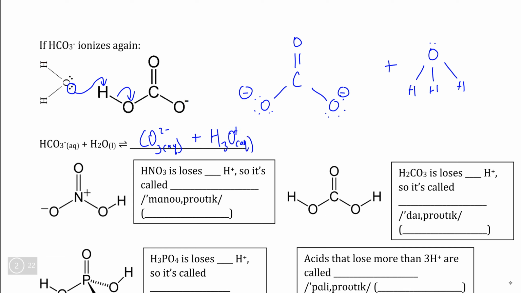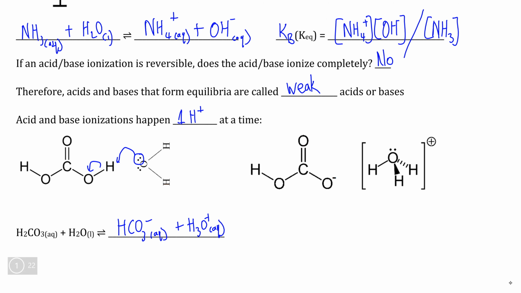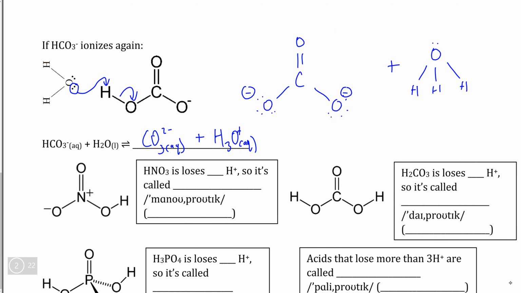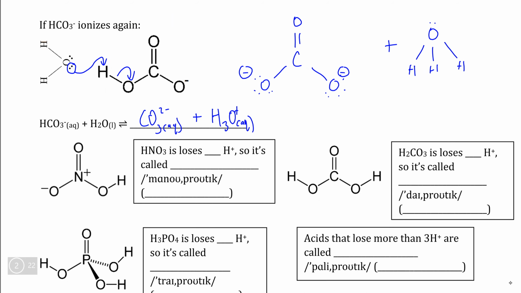So from this, we can see that even though there are some acids that can lose multiple hydrogens, each time an acid loses a hydrogen, it is treated as a separate ionization reaction because, again, if we were to write a KEQ expression, or rather a Ka expression, the second ionization and the first ionization would have different Ka expressions. And for that reason, these ionizations are considered separate.